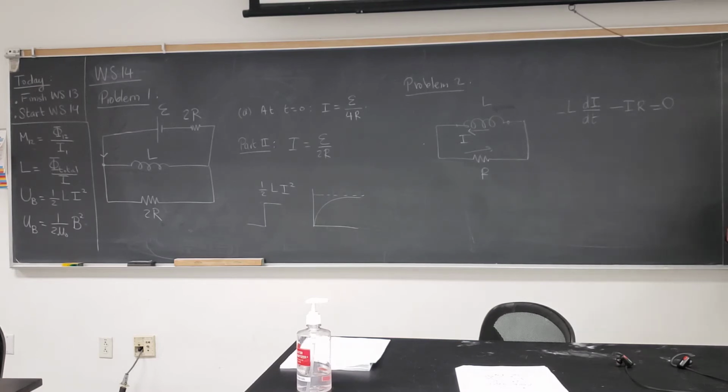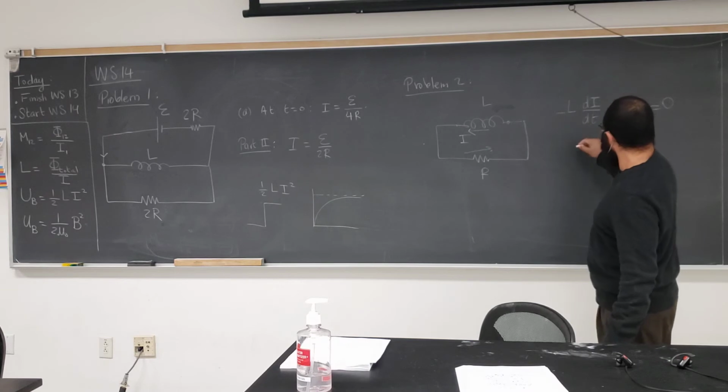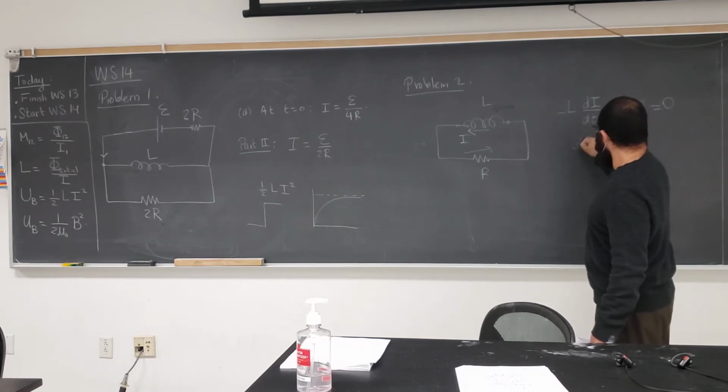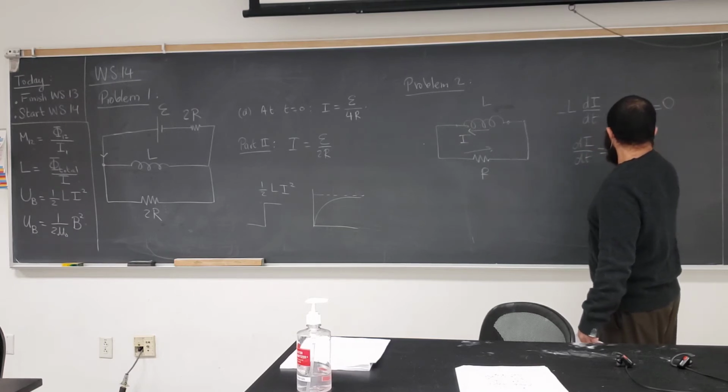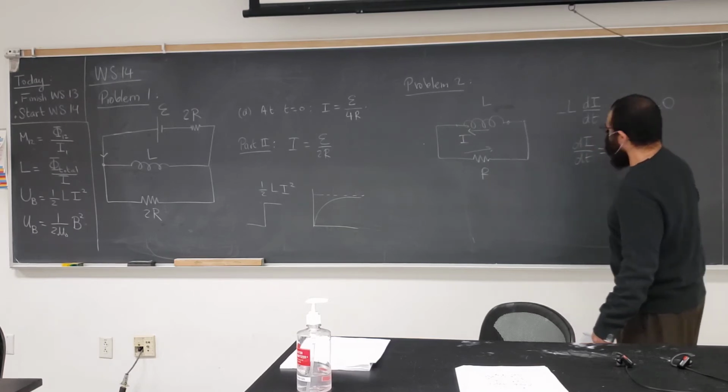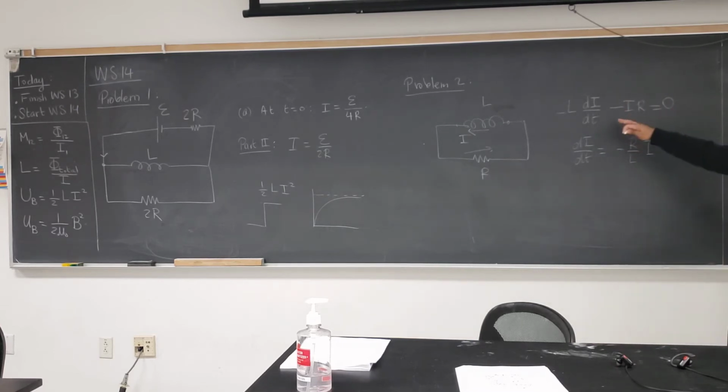Okay. And so let's solve for di dt. So you got this, di dt equal to minus R over L times I, right? So move to this side and divide by L. So that's di dt. So which option is correct now for problem 2? D, right? Yeah, D is the right answer.